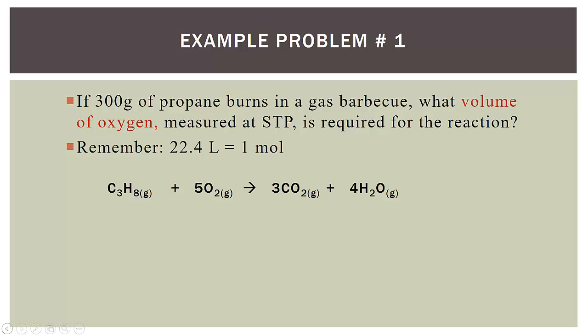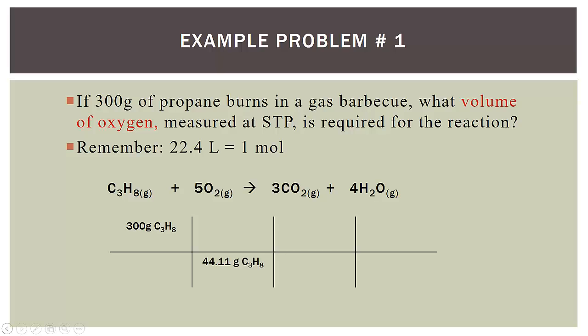We know we're starting with 300 grams. So remember, with stoichiometry, the only way we can switch between our propane and oxygen is if we are in moles. So first thing we're going to do is start with our given, which is 300 grams of propane. Now we need to convert that to moles. When we look up and calculate the molar mass of propane, we find it's 44.11 grams of propane per 1 mole.